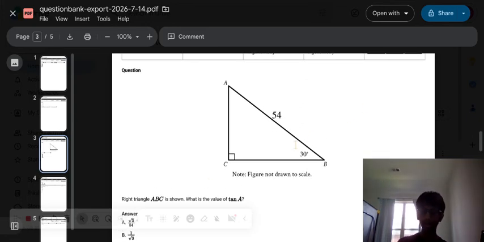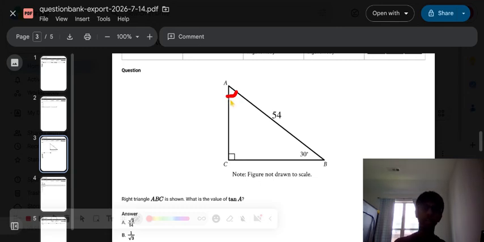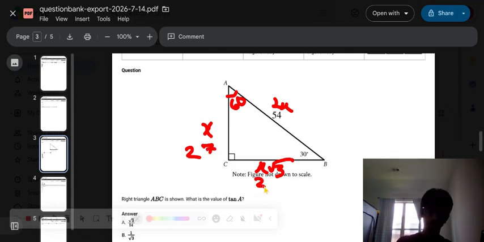So if we look here, we have 30 and 90 degrees. So that means that this angle has to be 60 degrees because all angles of the triangle have to add up to 180 degrees, right? Remember, your side opposite to your 30 degrees has to be the smallest. It has to be x. And then this side right here, CB, is x square root 3. And lastly, this side is 2x, right? And if 2x is equal to 54, that means that x is equal to 27. And x square root 3 is 27 square root 3.